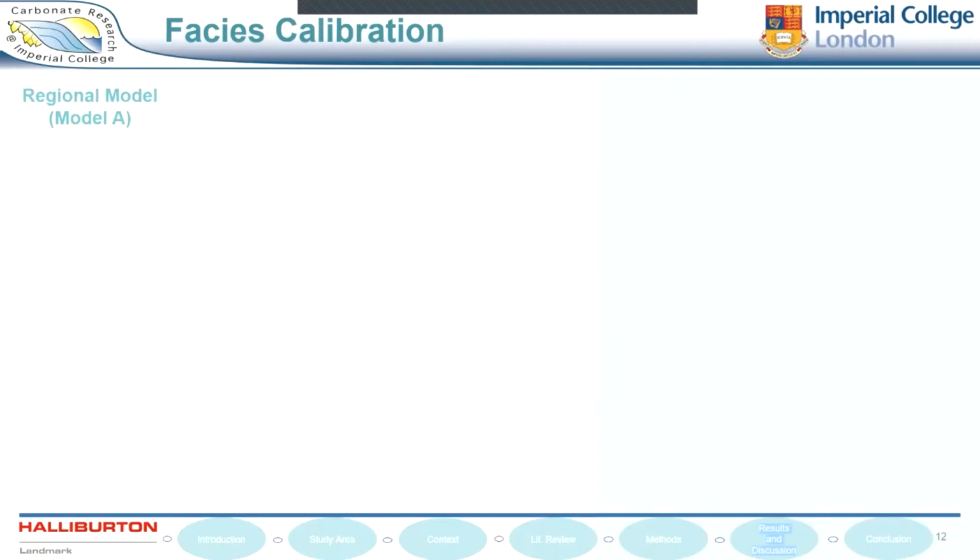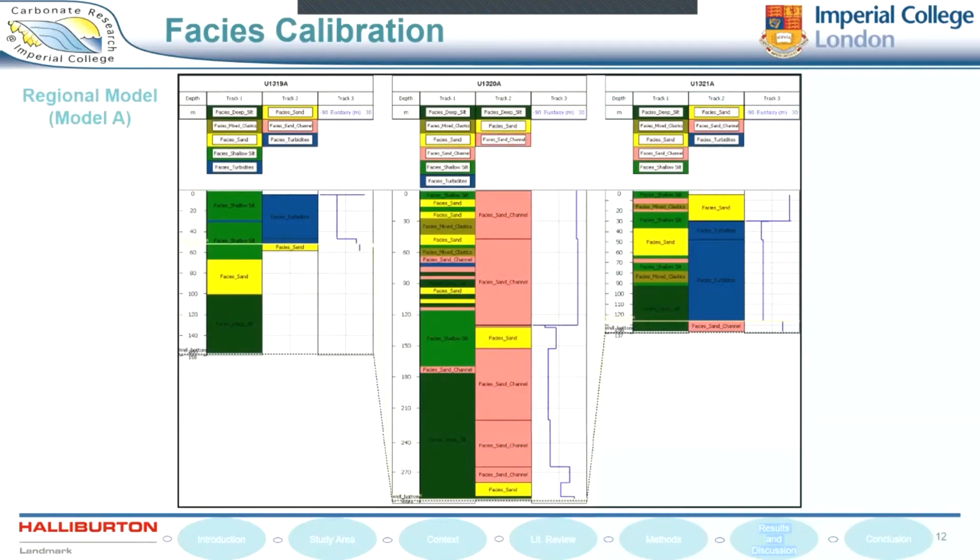However, you can see that there are sand channels above, so perhaps there isn't a seal on top of these. So the facies calibration of model A, you can see that we've got very similar thicknesses across the 3 wells. These were from the Expedition 308 wells. However, you can clearly see the influence of the difference in resolution between the observed results in track 1 and the simulated results in track 2.